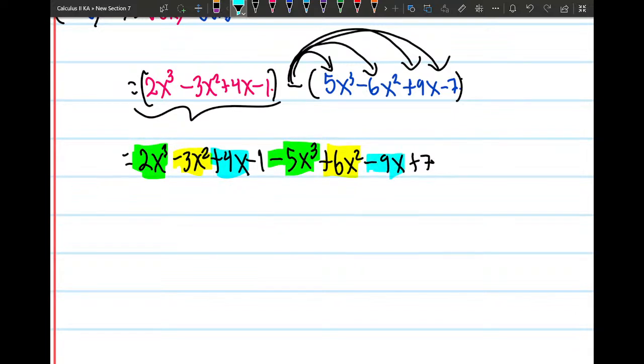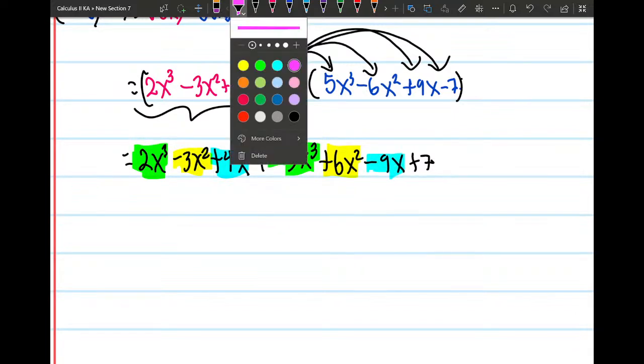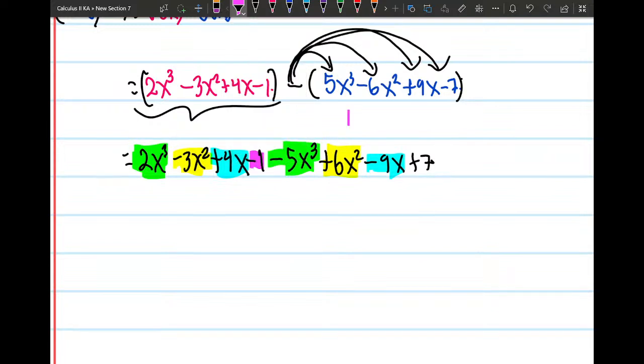And then finally, it would be this one and this one. So if we write all this stuff down in order, it's going to be 2x cubed minus 5x cubed minus 3x squared plus 6x squared plus 4x minus 9x minus 1 plus 7.